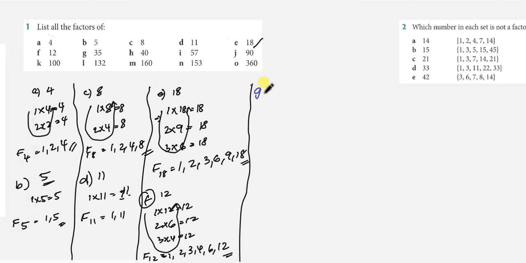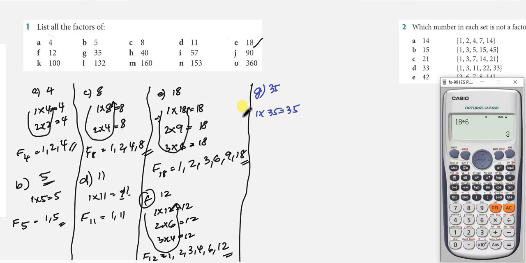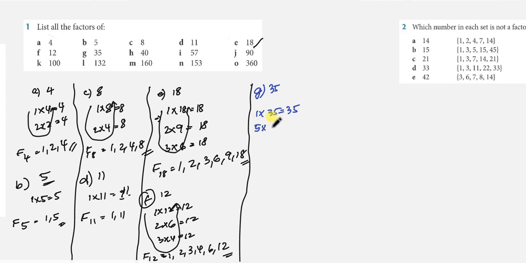Then we have G, 35. So 1 times 35 is equal to 35. 35 is not going to be divided by 2, so let's try 35 divided by 3. 4 is not possible. 35 divided by 5, yes, is 7. So 5 times 7 is equal to 35. Do not write 7 times 5 here, then you're going to mess it up. The ascending serial is going to get disrupted.